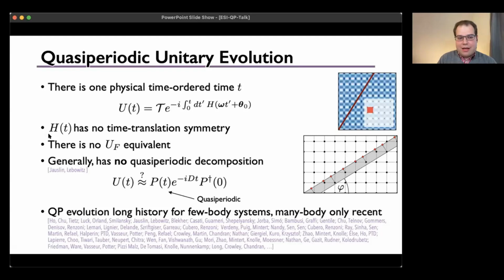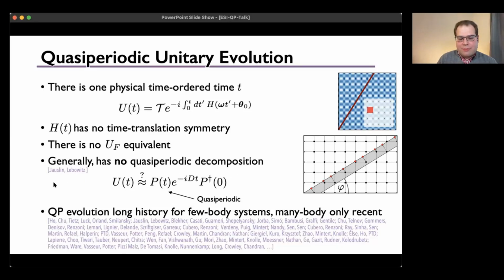H of t, the physical time Hamiltonian, has absolutely no time translational symmetry. And there's no equivalent of the Floquet unitary here. There's no single time unit or single static unitary operator that we want to study. Now, quasi-periodic evolution has had a very long history, and a lot of people have considered it, especially in few-body systems. One of the most important results, from Jauslin and Lebowitz in the 90s, is that in general quasi-periodic evolution does not have a quasi-periodic decomposition. There's no analog of Floquet's theorem where we can write down an effective decomposition with some operator P, which is quasi-periodic, in a static evolution.